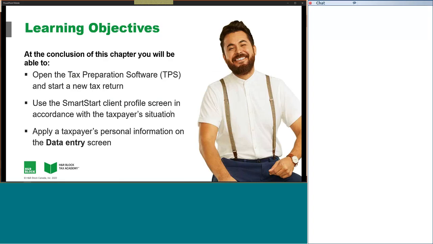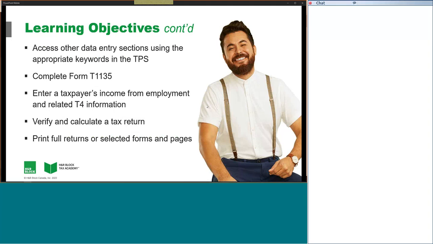Okay, so we're going to be learning how to open it. We're going to learn about the Smart Start client profile screen, and we're going to learn about entering personal information. We're going to be accessing other data entry sections, how to do a Form 1135. We're going to learn that today. We're going to be doing T4 slips today, and we're going to learn how to actually get from the data entry page to the tax return, and then how to review it and how to print it.